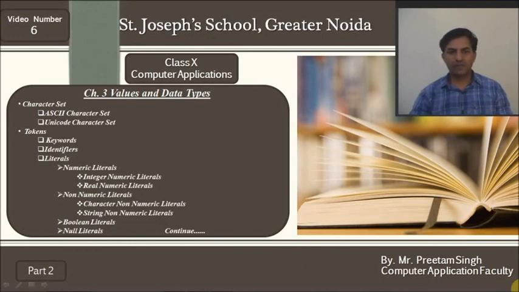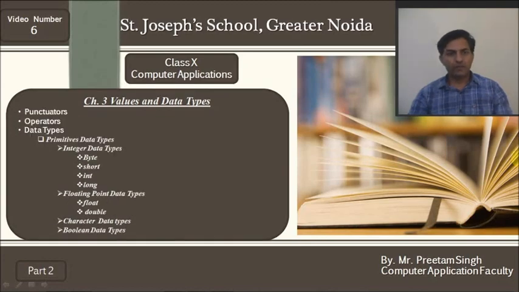Last time we were discussing chapter number 3, that was values and data types. In that we were discussing character set. There are two types of character set, that are ASCII character set and Unicode character set. After that we have discussed about tokens. In tokens we have studied about keywords, identifiers, literals, operators and punctuators.